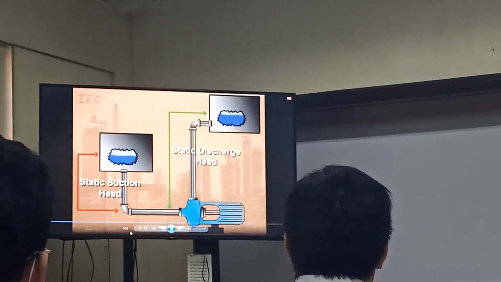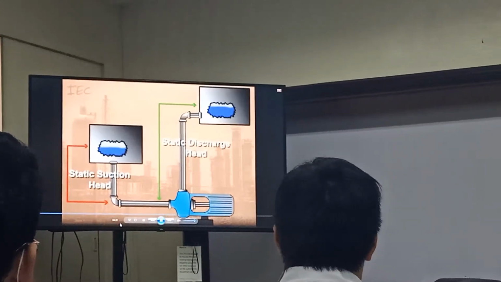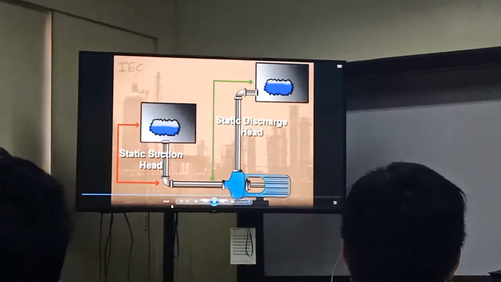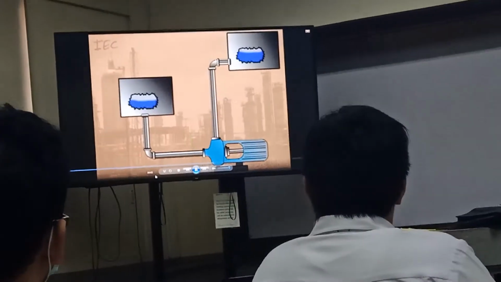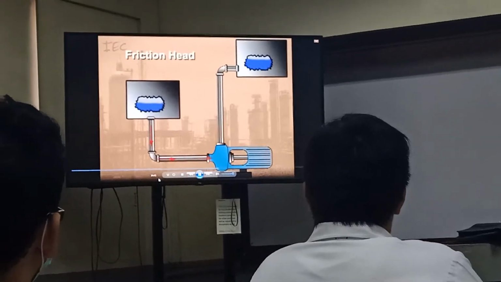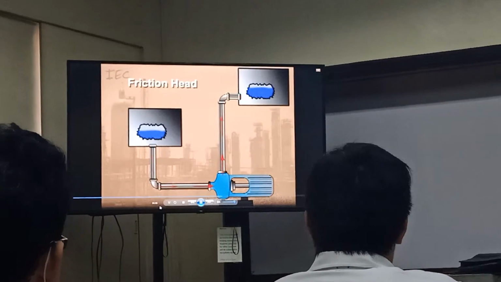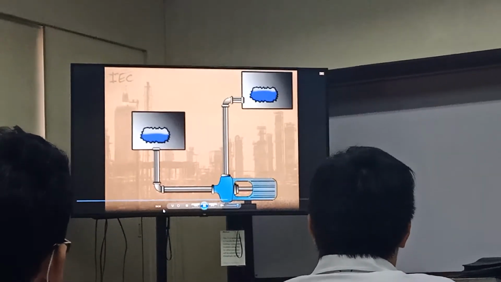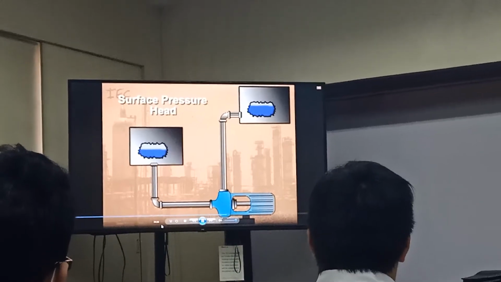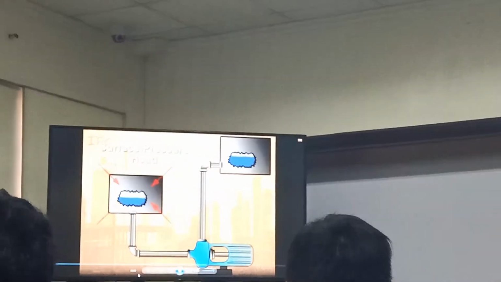The static head of a pump is the maximum height or pressure you can deliver. Static head is due to gravitational force on the column of fluid. The head caused by resistance in the piping, fittings, and valves is called friction head. Surface pressure head is caused by any pressure that might be acting on the liquid in tanks, including atmospheric pressure.